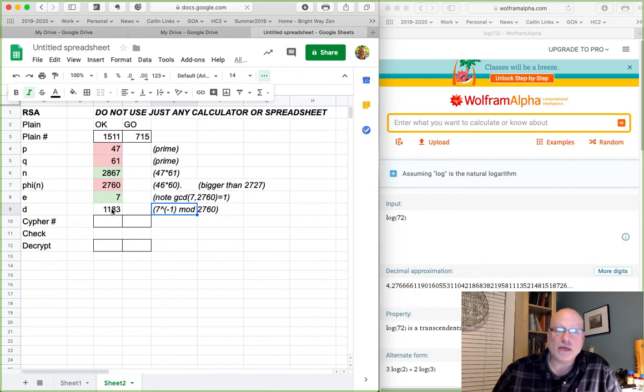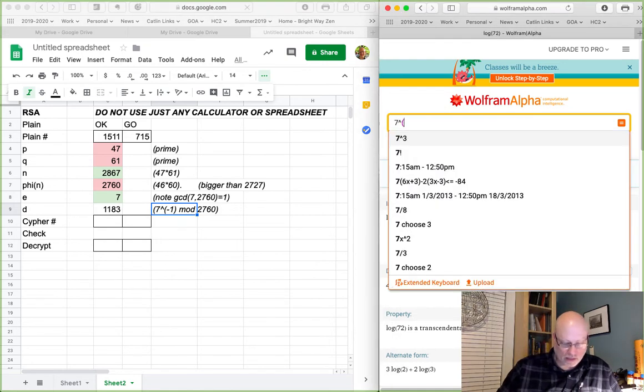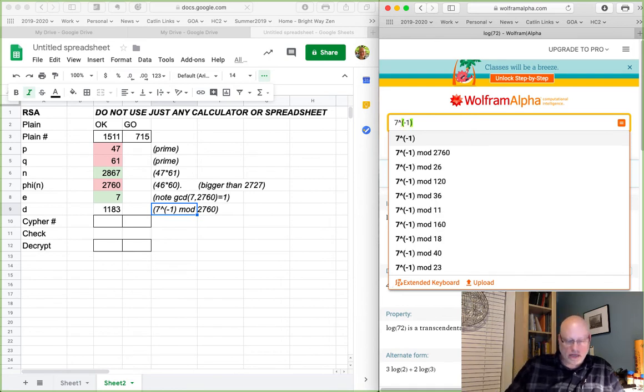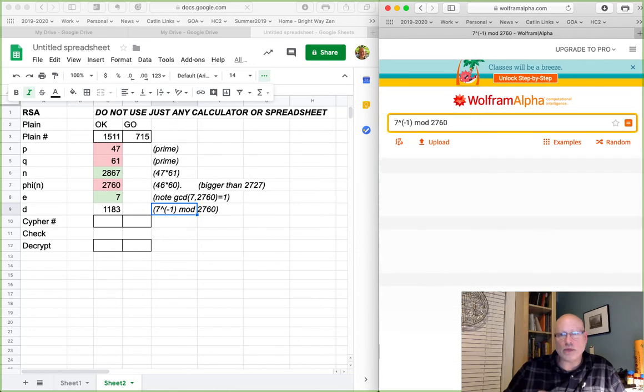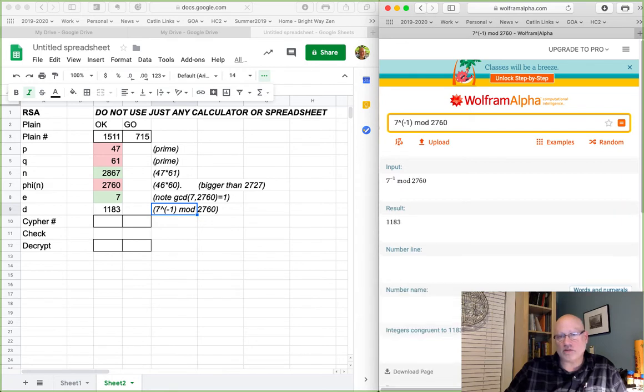But anyway, we pick this, and just like we did before, we can do 7 to the -1, and we're going to mod that 2760, and when it eventually gets there, there's our 1183. Okay, so pretty straightforward.